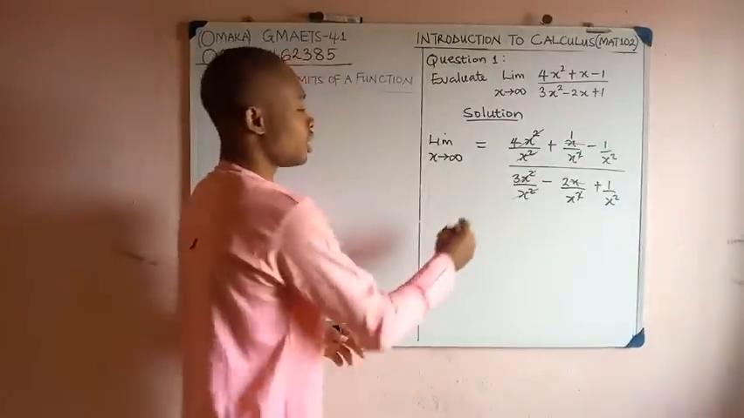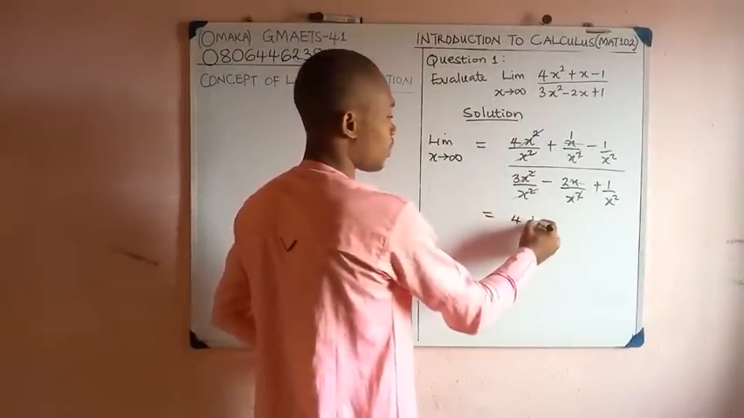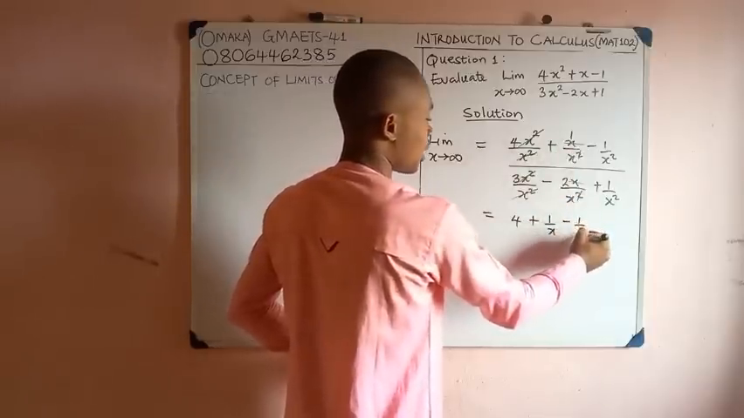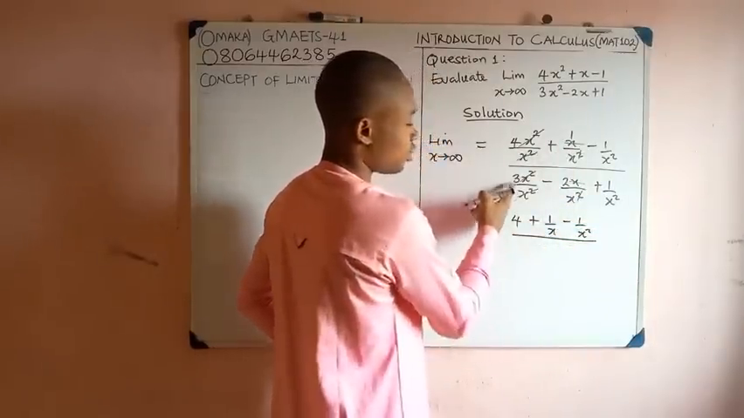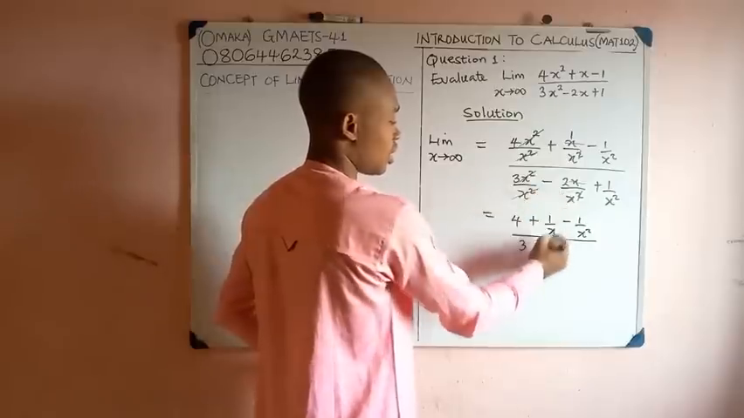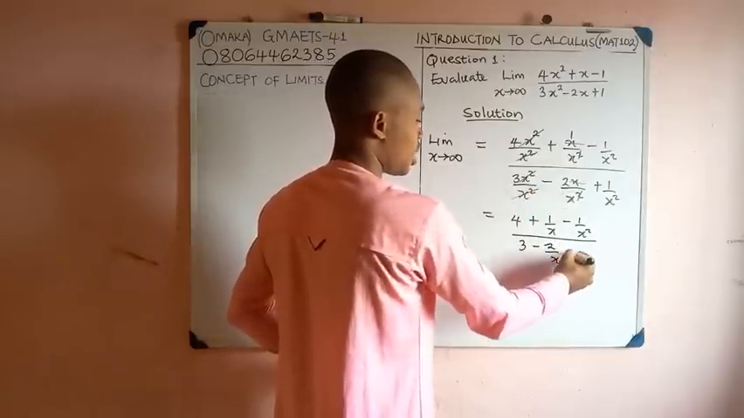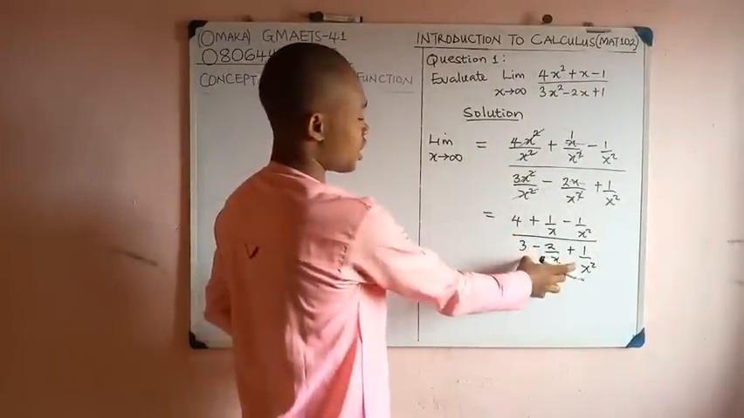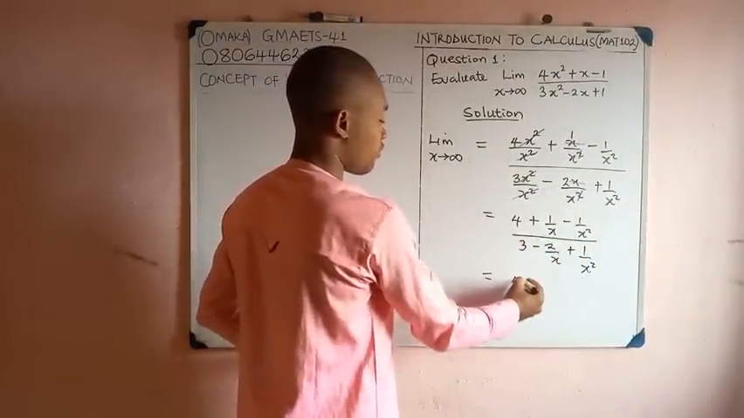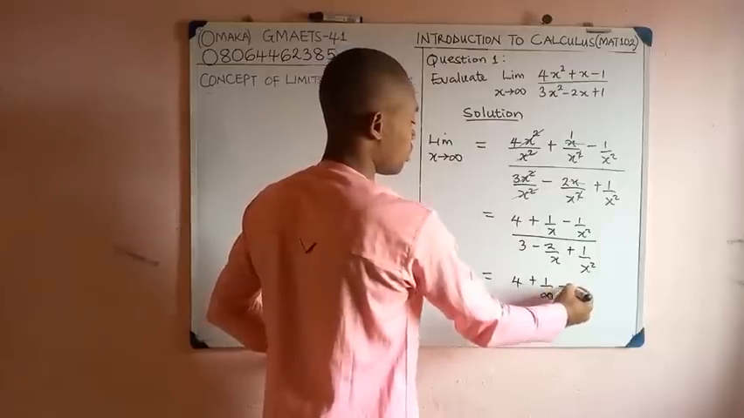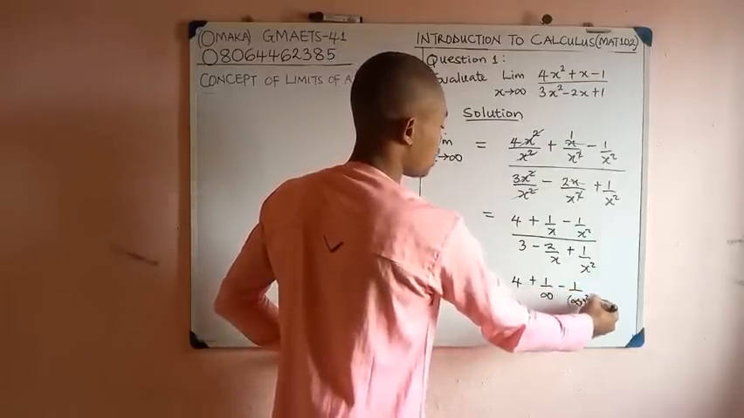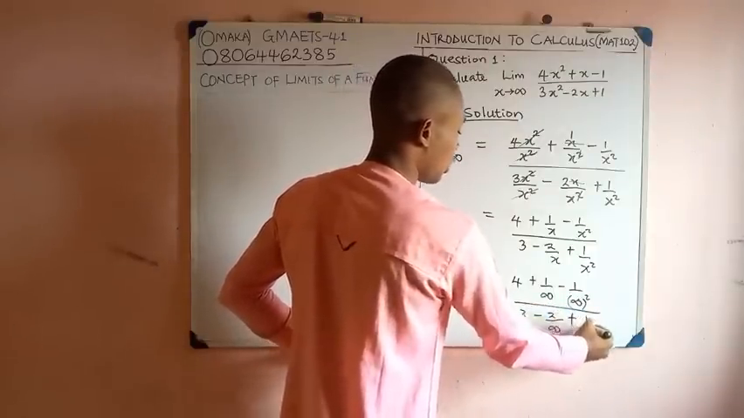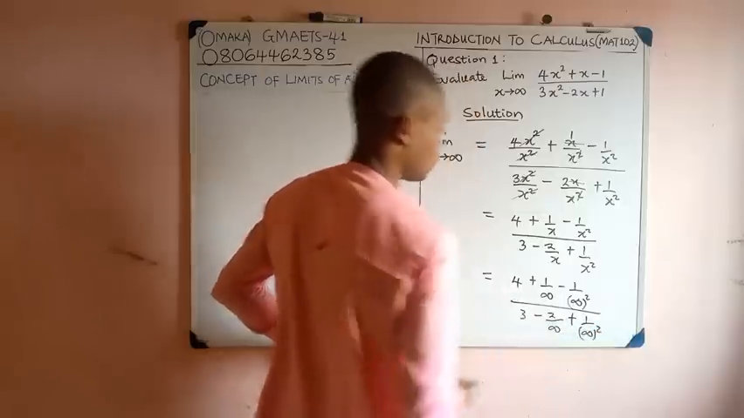Good. Now if you look at this, what we have left is 4 plus 1 over x, then minus 1 over x squared, all over, this part gives us 3, minus 2 over x, and then plus 1 over x squared. At this point you can now substitute your infinity. You have 4 plus 1 over infinity minus 1 over square of infinity, all over 3 minus 2 over infinity plus 1 over square of infinity.